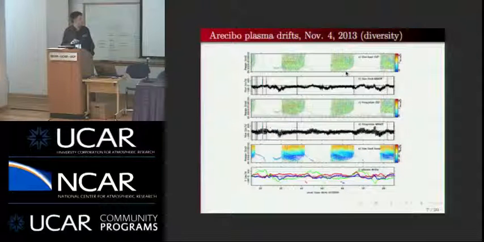These are plasma drifts measured at Arecibo, and the reason they look kind of ratty is just because there are so many points squeezed together. In fact, they're very clean, and the accuracy is sort of meter per second-ish. And there are two feed systems at Arecibo, so plasma drifts can be measured very accurately. And the way that they do that is by using frequency diversity.